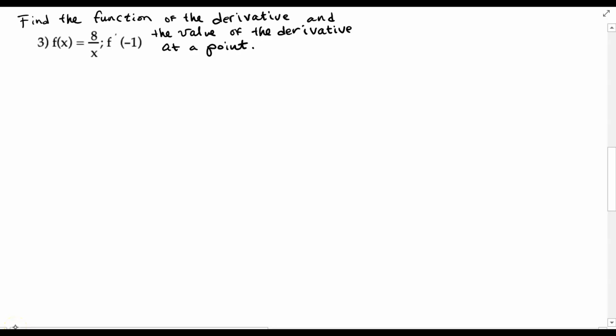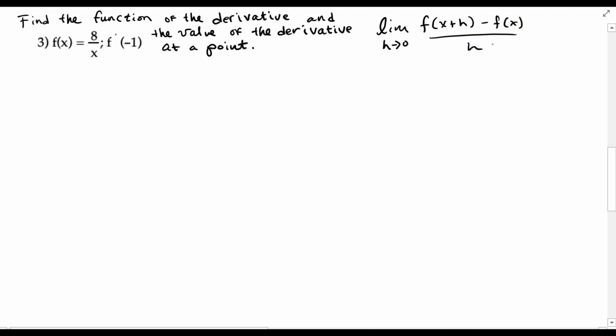Okay, so we're again tasked with finding the function of the derivative and the value of the derivative at a point. So what we're going to do is once again recall the limit of the difference quotient. And so what I'm going to say is that it is f prime of x, the limit as h approaches 0 of f of x plus h minus f of x, all divided by h.